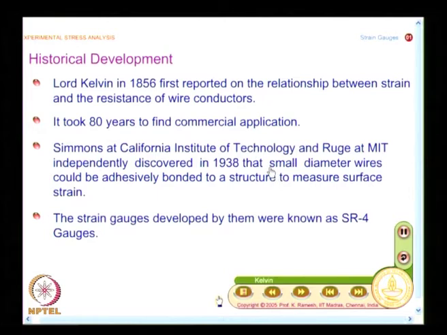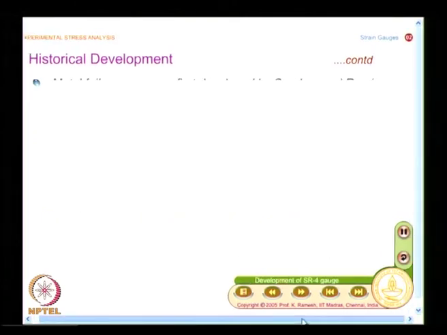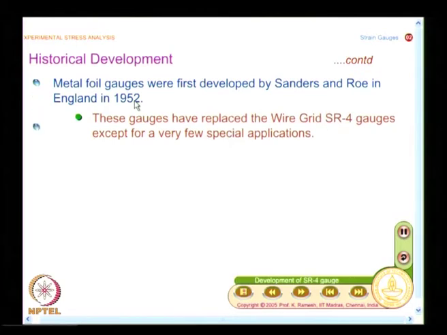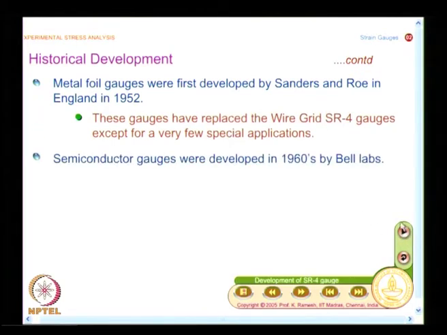So, after the small diameter wire that is used as a strain gauge, people also developed what is known as a metal foil strain gauge. That was in 1952, and this was developed by Sanders and Rowe, and we will also spend time in dealing with metal foil gauges in this course. And these gauges have replaced the wire grade SR4 gauge, except for a few special applications.